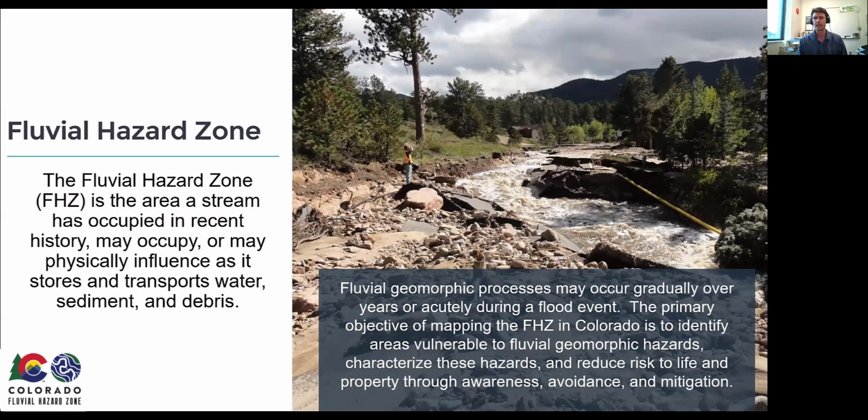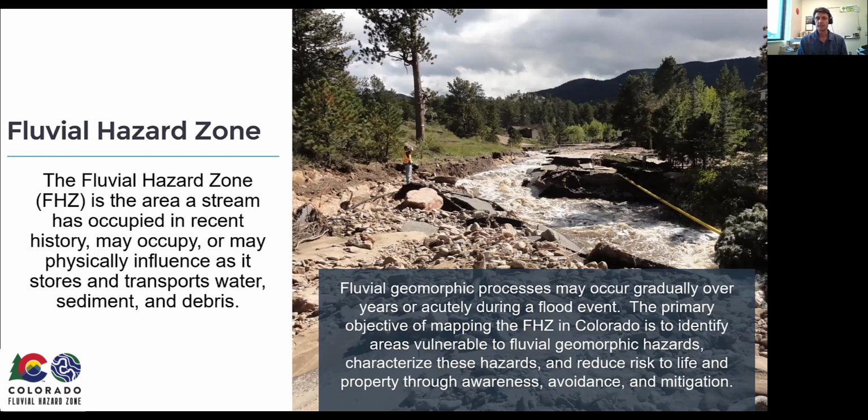So let's define the fluvial hazard zone. It is the zone which a stream has occupied in recent history, may occupy, or may physically influence as the stream transports water, sediment, and debris. Now, floodplain mapping, the typical inundation mapping that we're used to, considers simply what gets wet. So fluvial hazard zones obviously care about water, but we're also incorporating sediment transport and deposition, as well as debris, typically large wood, that can influence the fluvial hazard zone. So these fluvial geomorphic processes may occur gradually over years or acutely during a flood event.